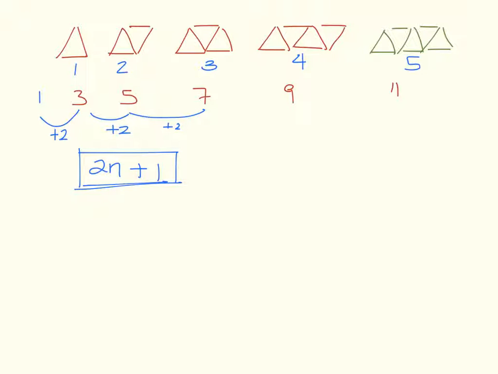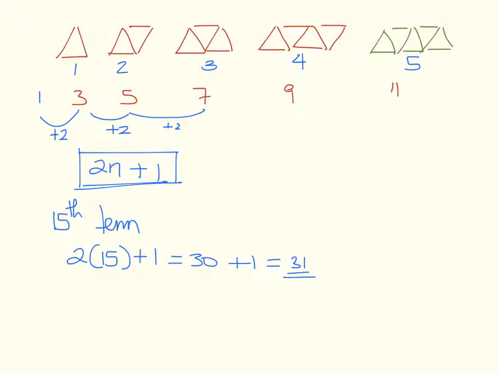And so I'm going to write the 15th term, or the 15th pattern, or the 15th design, whichever way you want to call it, is going to be 2 times 15 plus 1. Well, you can work out your 2 times 15 there. That's going to give you 30, and then plus 1. So it means that there's going to be 31 sticks in the one that's in the 15th place. Okay, so I'm not going to do any more on this.